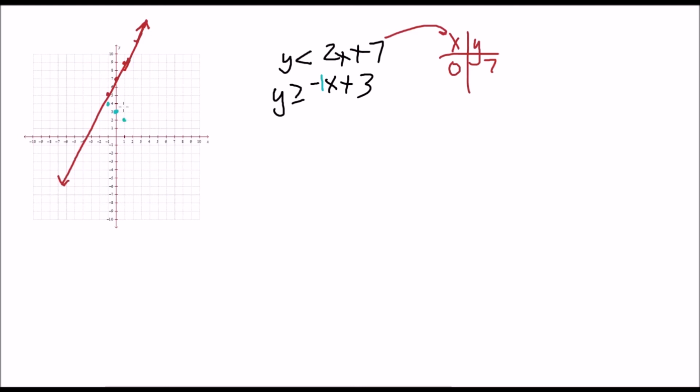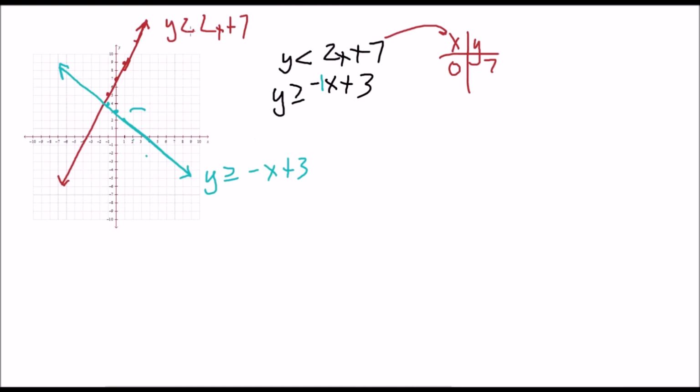And then we're going to fumble with this protractor again, trying to find the point where, alright. Now we have the two lines marked. This is y is greater than or equal to negative x plus 3, and this one is y is less than 2x plus 7.